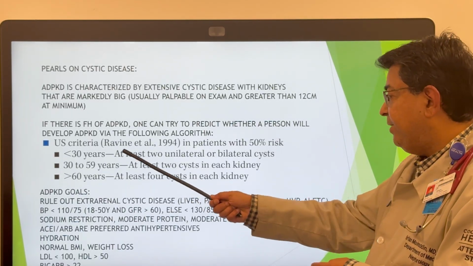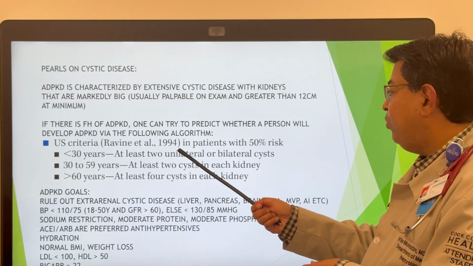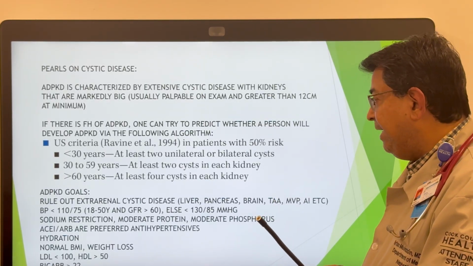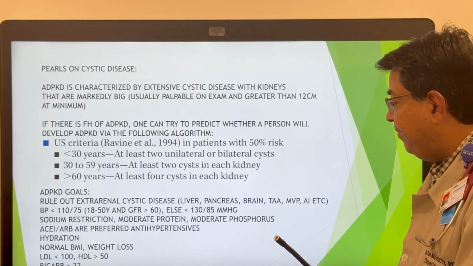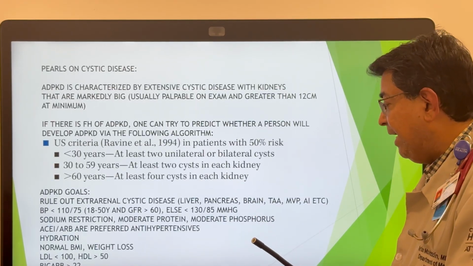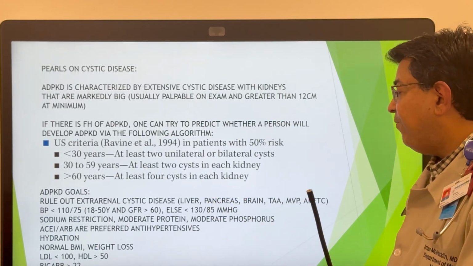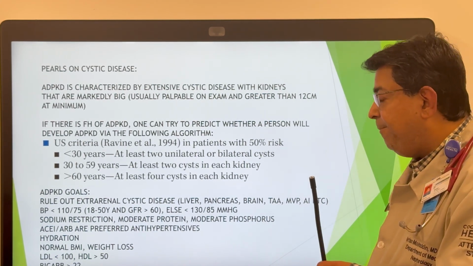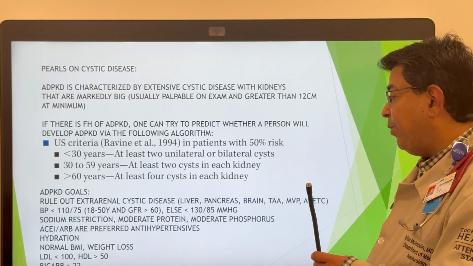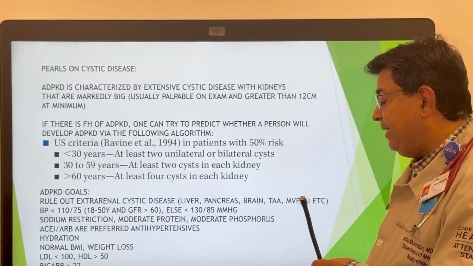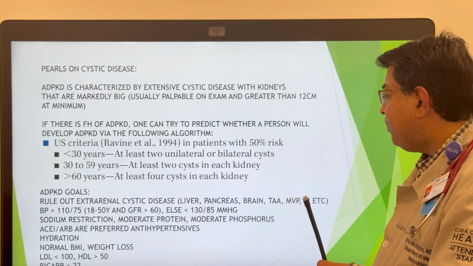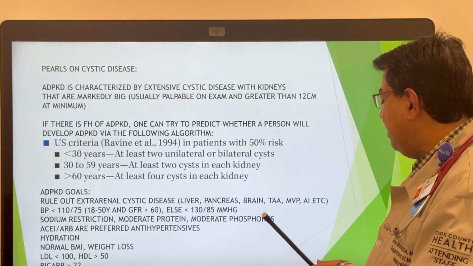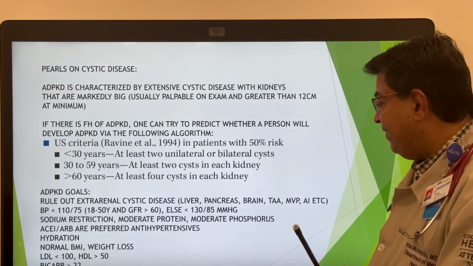So if they're less than 30 years old and they have at least 2 unilateral or bilateral cysts, that would be consistent with the diagnosis of ADPKD. If they're 30 to 59 years, at least 2 cysts in each kidney should be present. And if they're greater than 60 years, at least 4 cysts in each kidney would be sufficient for a diagnosis of ADPKD. ADPKD can be sporadic, and you don't always see a family history. So you should always rule out extrarenal cystic disease, typically liver, and then other organs can be affected.